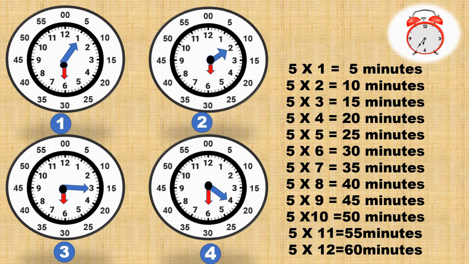5 eights are 40 minutes. 5 nines are 45 minutes. 5 tens are 50 minutes. 5 elevens are 55 minutes. And 5 twelves are 60 minutes. So remember the table of 5 to find out the minutes.